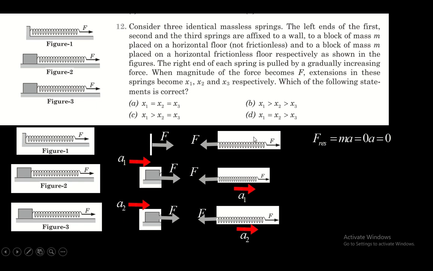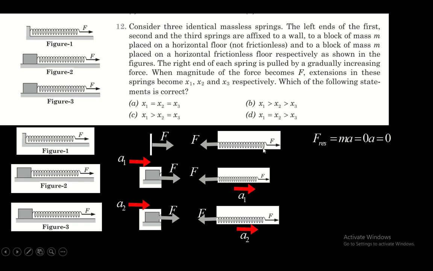In the first case, mass is 0 as well as acceleration is 0. While in the other two cases, mass is 0, there may be some accelerations, equal to the accelerations of the blocks in each case. But still it will not make any difference, because the product of m into a is 0. So F resultant is 0 in all the three cases.